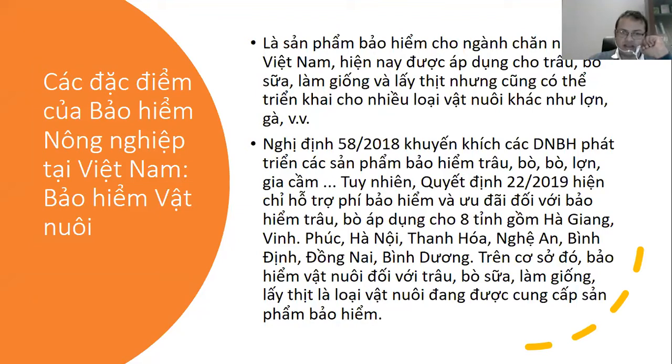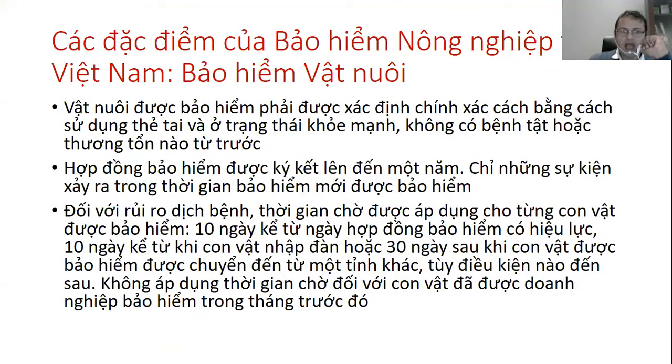So if we go to the next slide, one of the very important aspects of livestock insurance is that it's really important to be able to identify the livestock properly, and to know which livestock actually is insured. So it's important for the livestock to be properly identified using ear tags, basically tagging to the ear in order to identify the livestock. And it's important for the livestock to be in a healthy state without any pre-existing illnesses or damages. That's a prerequisite in order for the insurance cover to be valid.